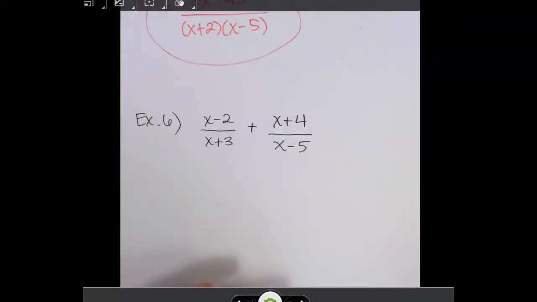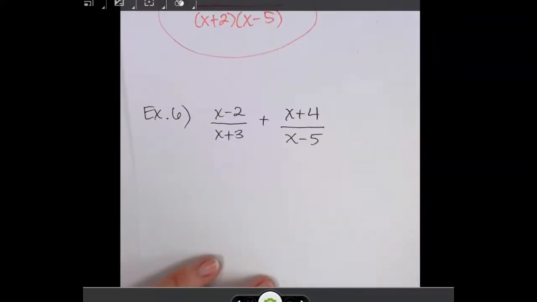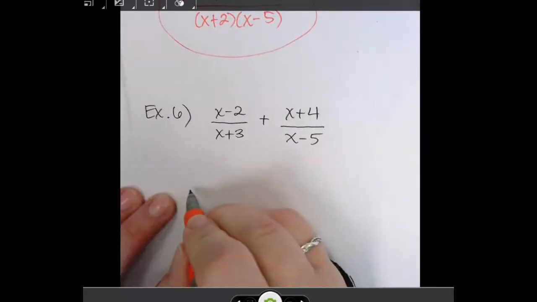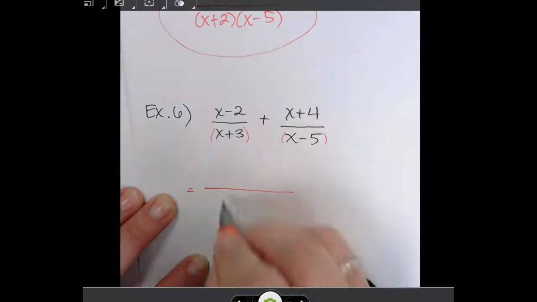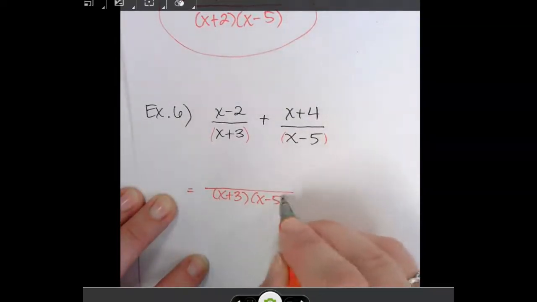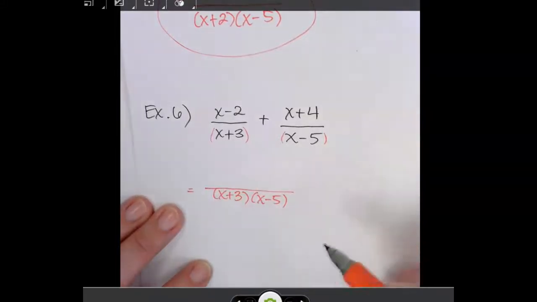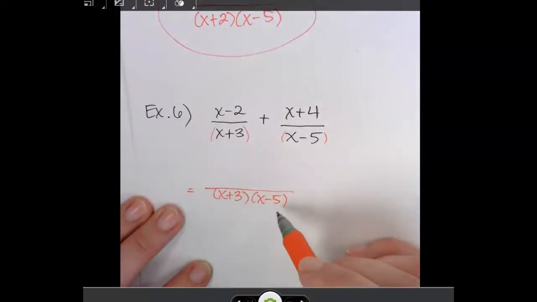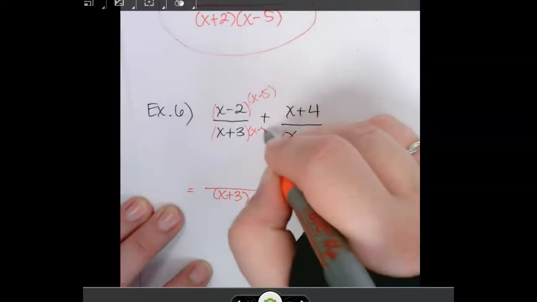Okay, one last example here. It's similar to the one we just did, where I've got two denominators. They're both different. So my least common denominator just needs to be a combination of the two. So it needs an x plus 3 factor, and it needs an x minus 5 factor. So in order for each fraction to have a matching denominator, I will multiply it by the factor it's missing. So this first fraction has the x plus 3 factor, but it's missing the x minus 5. So I will multiply by x minus 5.